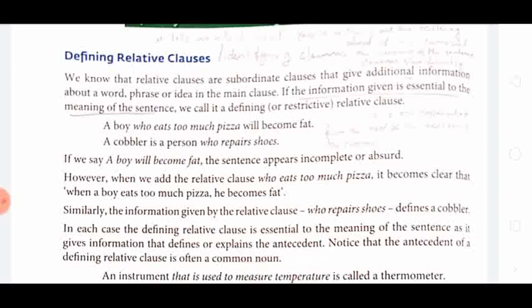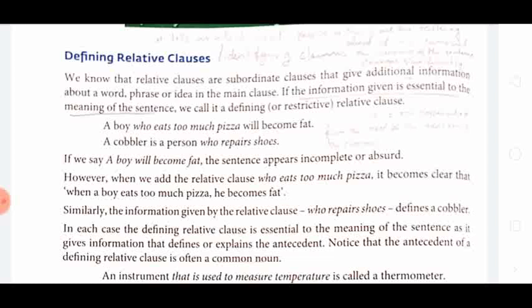We know that relative clauses are subordinate clauses that give additional information about a word, phrase or idea in the main clause. If the information given is essential to the meaning of the sentence, we call it a defining or restrictive relative clause. Here see the example. A boy who eats too much pizza will become fat. A cobbler is a person who repairs shoes.